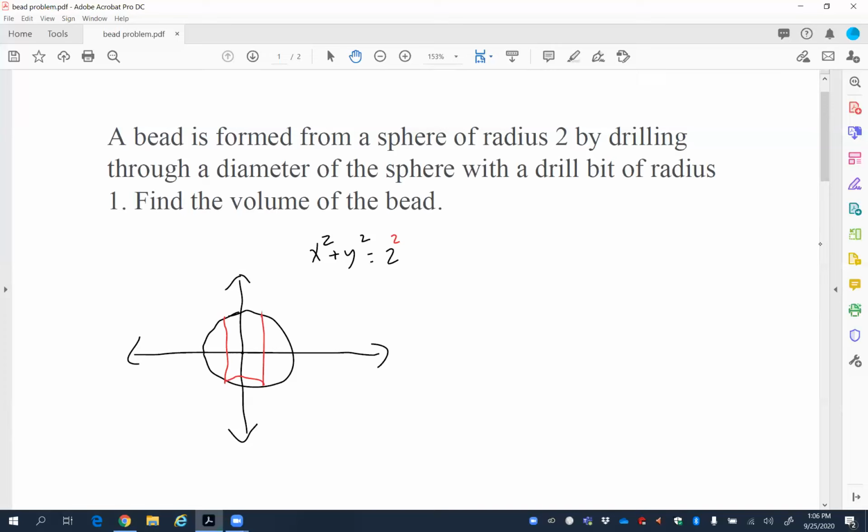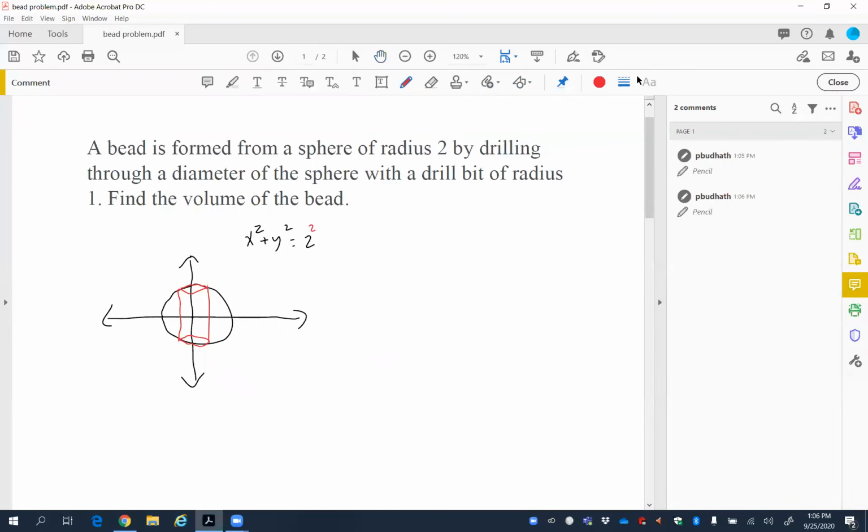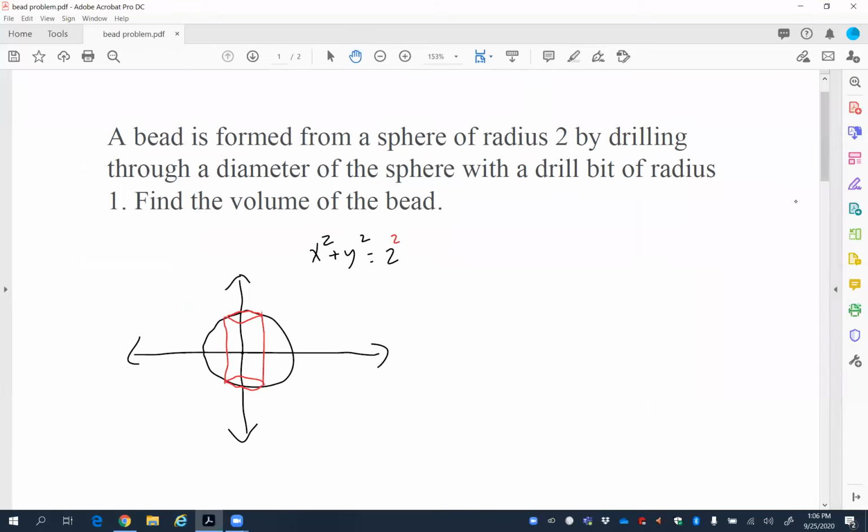This is the structure. It's going to be gone from the sphere. And the leftover would be this part. I'm going to use different color here. So the leftover after drilling would be this blue portion, both sides. Okay, and we need to find out the volume of this blue portion.